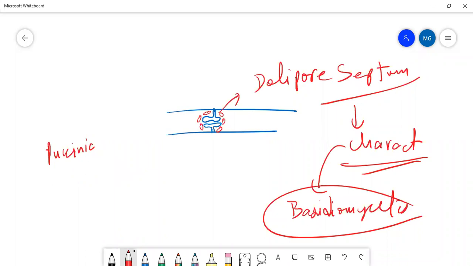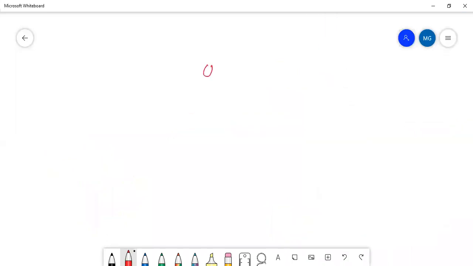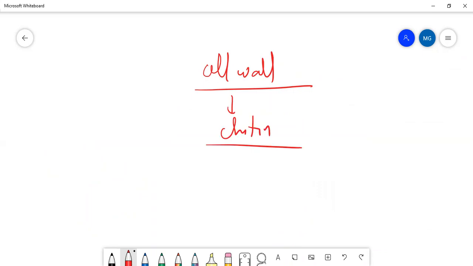Now, we have been talking about fungi, and one important feature of fungi is the cell wall. We know fungi have cell wall. And we all know the cell wall of fungi contains chitin. Chitin is made up of N-acetyl glucosamine. जो chitin है, this is basically made up of repeating subunits of N-acetyl glucosamine. This is a characteristic feature of fungi. Most fungi contain chitin.